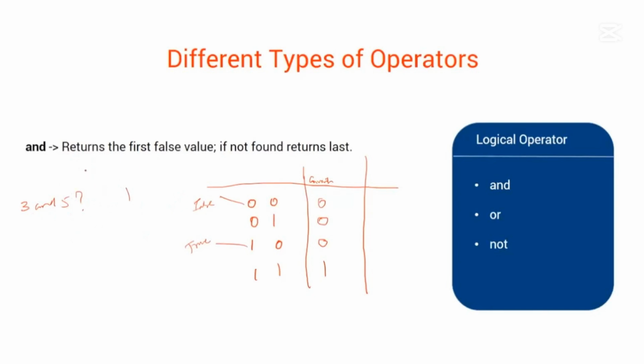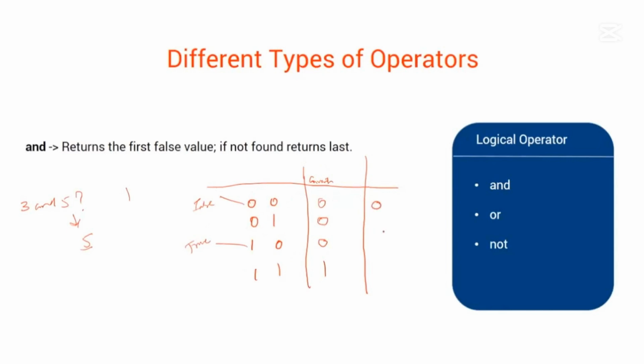Let's review it again. The AND operator takes two operands and returns the first false operand, and if not found, returns the last operand. So what do you expect in this case? For example, the AND operator goes through this value first, and since 3 is a true value, it moves to the second operand. Now it returns the last operand. And what about if we work on this logic gate? Let's see. Since the first operand is false, it returns the first operand.